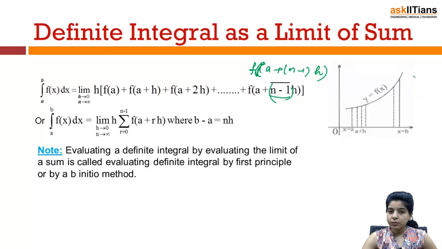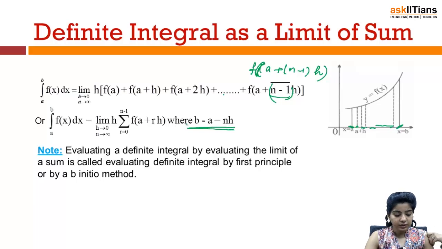So we have a function, suppose y equal to f(x), x is equal to a is this, then a plus h, a plus 2h, and so on. This is x equal to b. These are the limits x equal to a to b for the function f(x), and this is a plus h, a plus 2h, and so on. So integral a to b can be written as limit h tends to 0, n tends to infinity, h times this term, or integral a to b f(x) dx is limit h tends to 0, n tends to infinity, h times summation r going 0 to n minus 1 f of a plus rh, where b minus a is equal to nh.